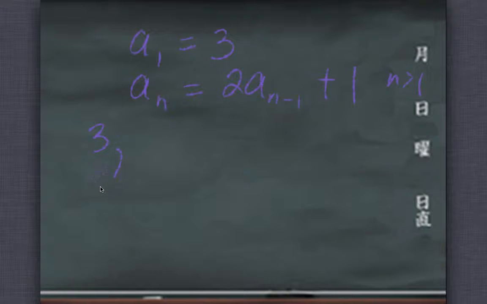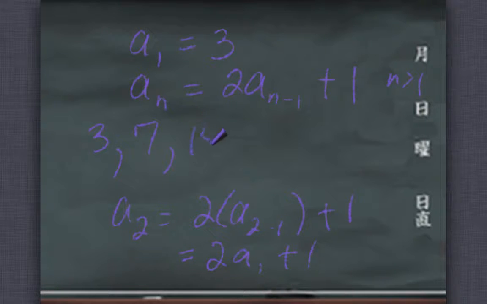Then a sub 1 is given, it's 3, so you just say 3. For a sub 2, let me write this out one time. That's 2 times a sub 2 minus 1 plus 1, which is 2 times a sub 1 plus 1. So it's 2 times this one, 6, add 1. The next one will do 2 times this one and add 1. Then 2 times that one and add 1, and so forth.